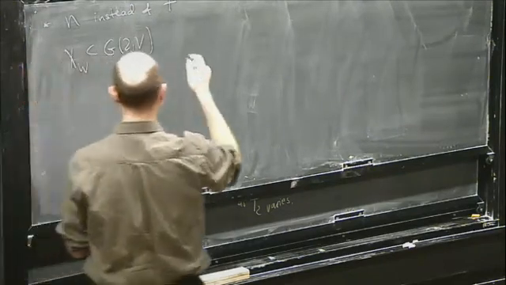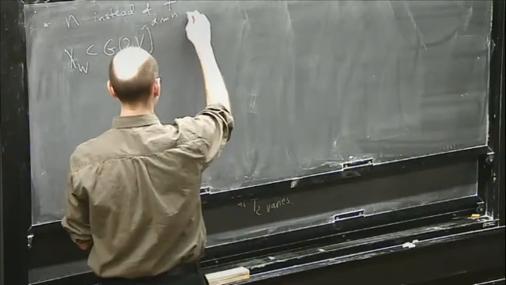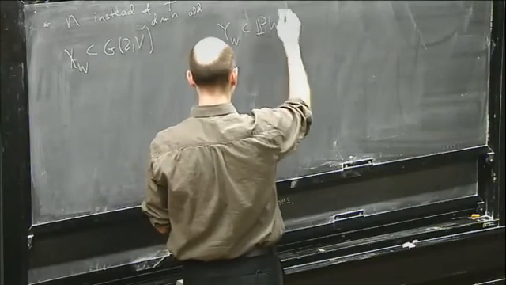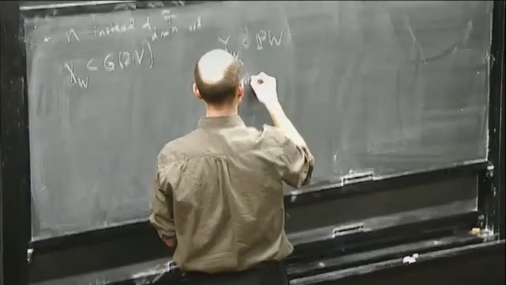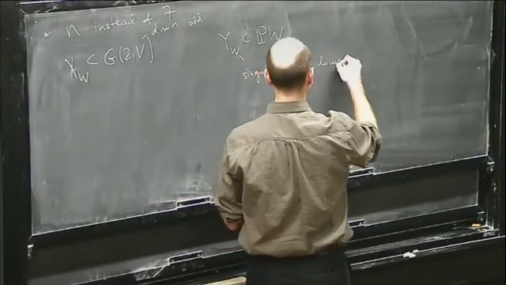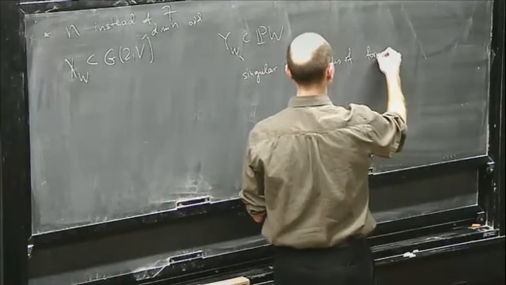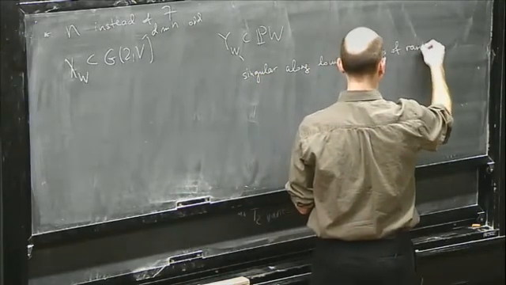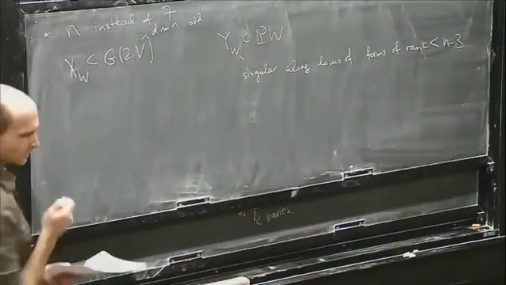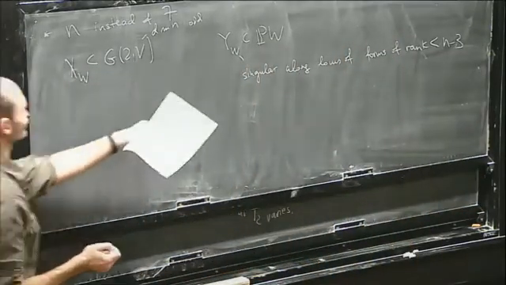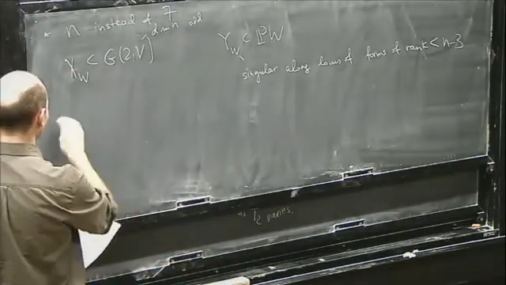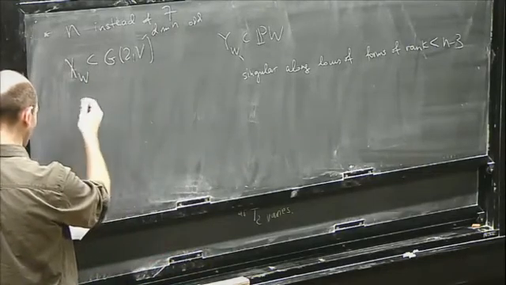So you do XW now inside n-dimensional odd, and YW is in PW. But this one is singular along the locus of forms of rank less than n minus 3. So if we want to do any kind of comparisons, we want to somehow learn how to deal with singular varieties in the context of mirror symmetry. And it's been worked out by Batyrev in the following form.